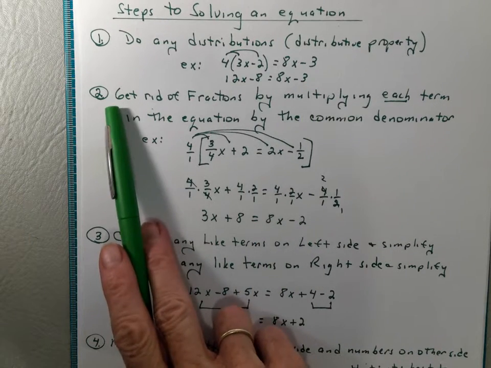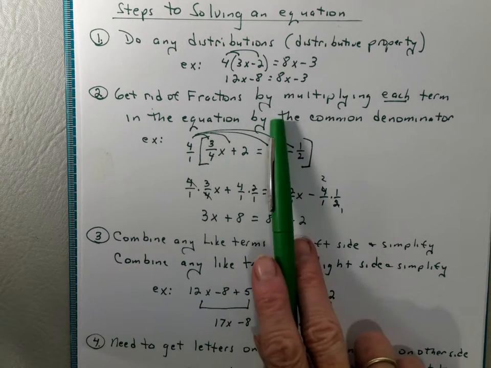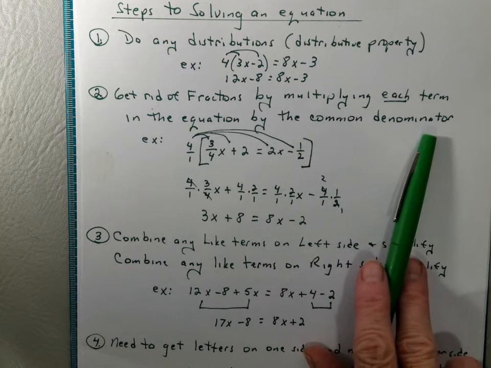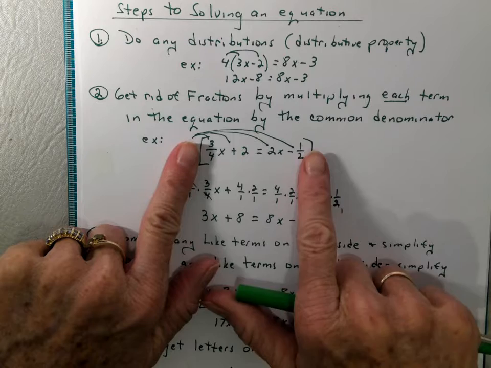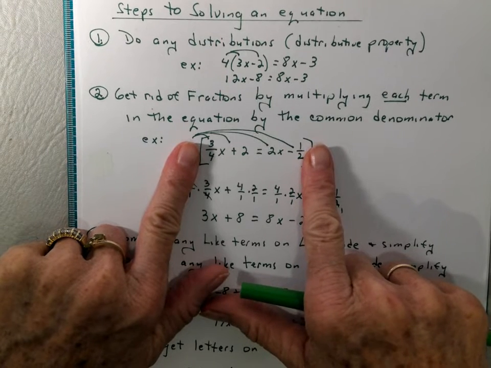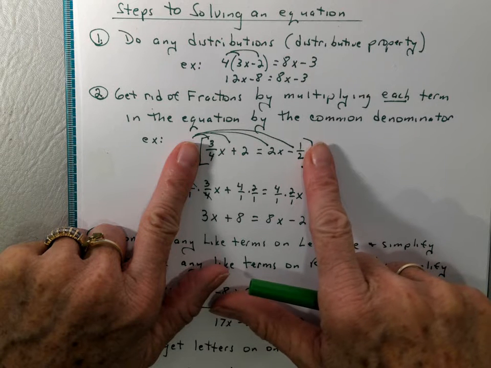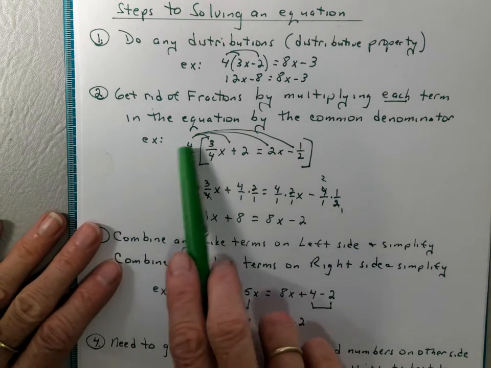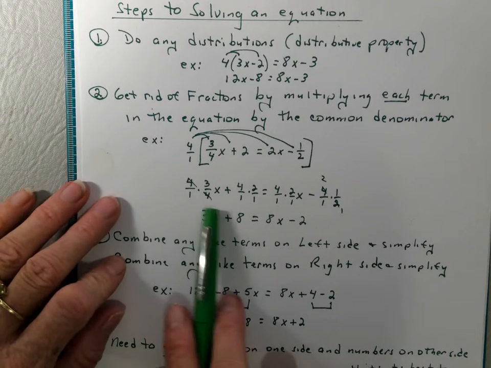Then, if you have any fractions in your equation, you want to get rid of them by multiplying each term in the equation by the common denominator. Let me give you an example. Suppose you have the equation 3/4 x plus 2 is equal to 2x minus 1/2. The common denominator between the 4 and the 2 is 4. So you want to multiply every term by 4 over 1. So this is what we do.